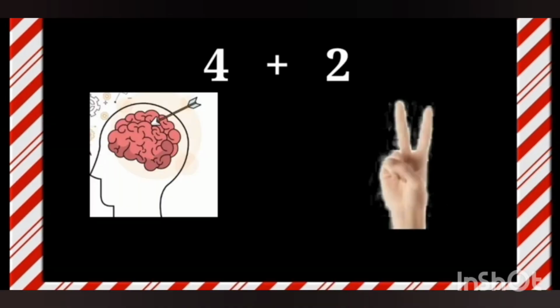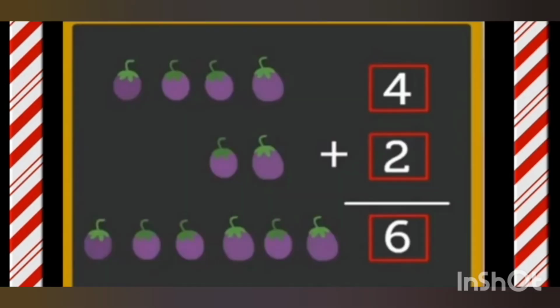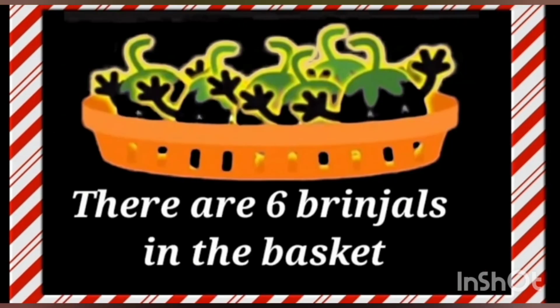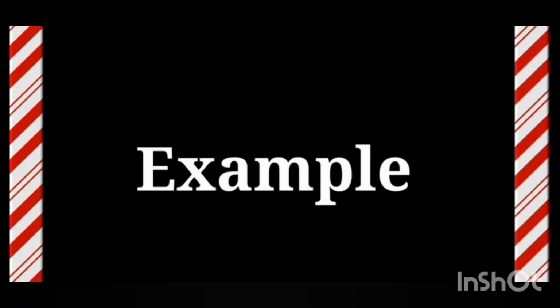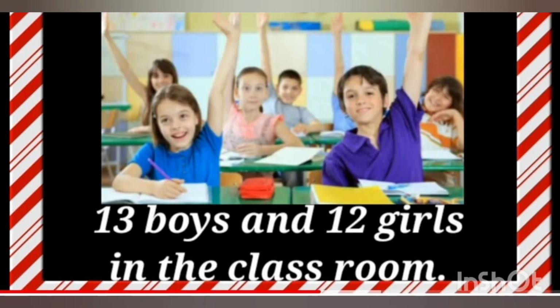4 plus 2. 4 in our mind and 2 in our fingers. So after 4 we will count 5, 6. So 4 plus 2 is equal to 6. Dear children, there are 6 brinjals in the basket altogether. Now we are going to take one more example, and the example will be of 2-digit numbers.